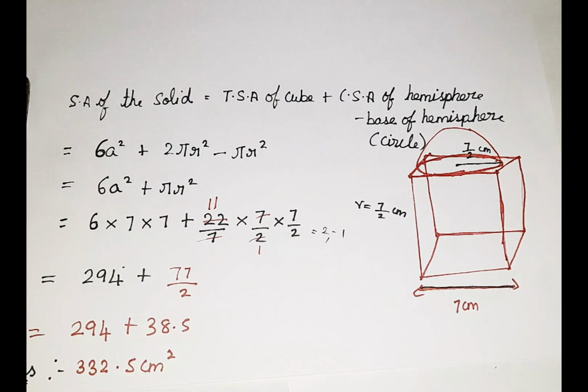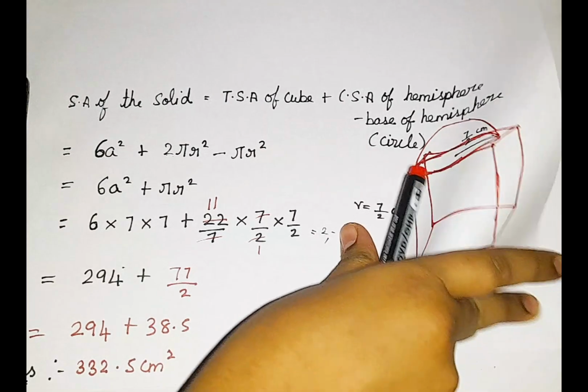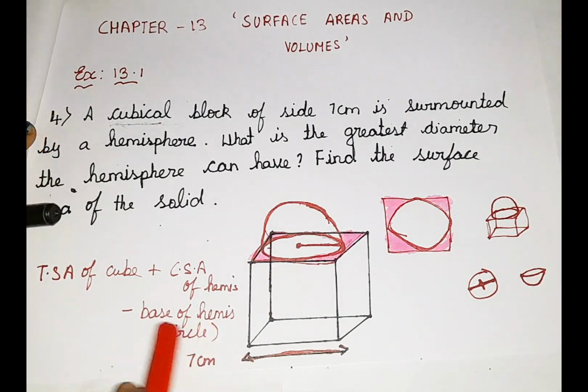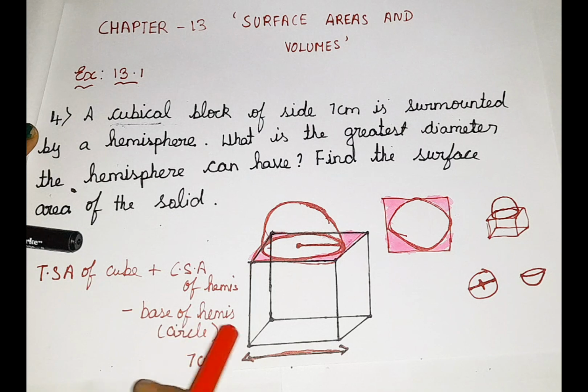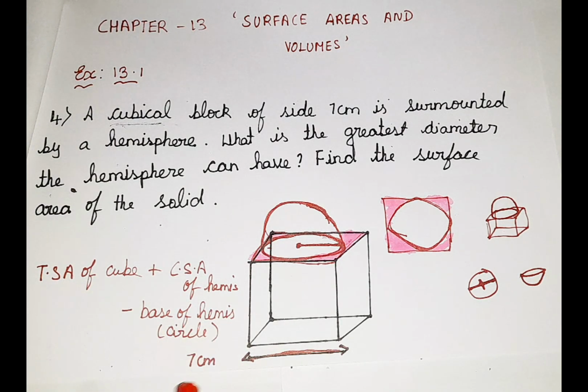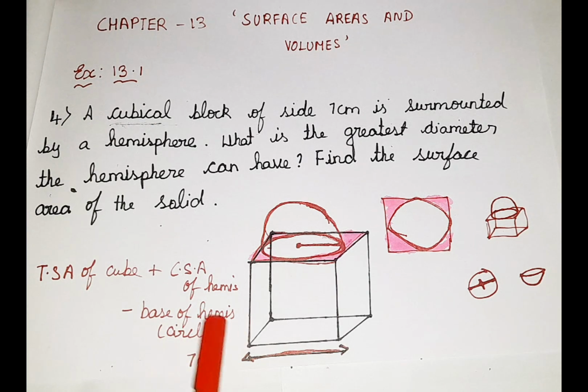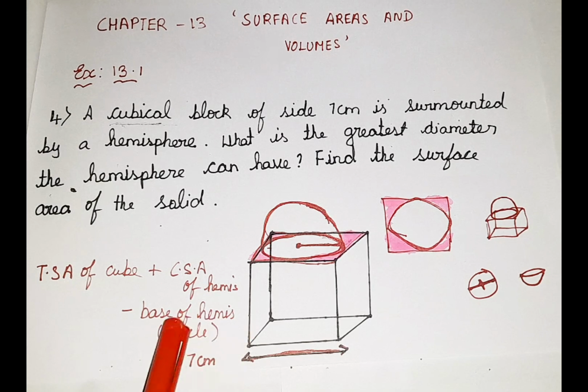So finally we solved the fourth question. If you understand the question properly, you'll be able to solve it. I guess you know why I took minus base of hemisphere. We are supposed to mention the shape as well. Why? Because this chapter is full of shapes. Because we mentioned the shape, we were able to use that formula, pi r square, as the base of hemisphere is in the shape of a circle.